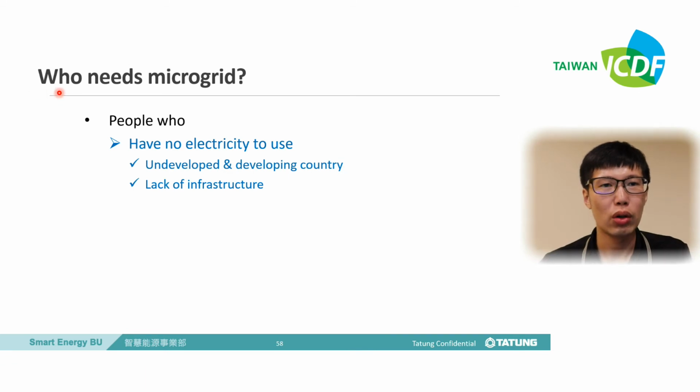Next, I will talk about who needs microgrids. People who have no electricity to use may need microgrids. And so far, in 2020, many people in developing countries still do not have electricity to use, because in these countries there is a lack of infrastructure, so people still don't have electricity to use, and it's very inconvenient.